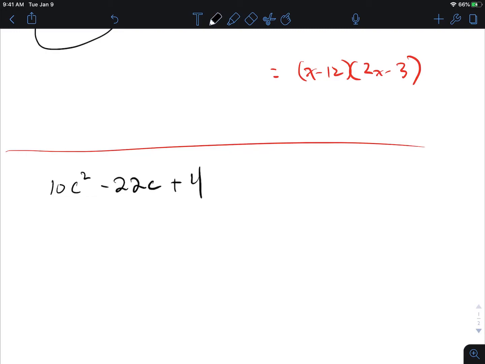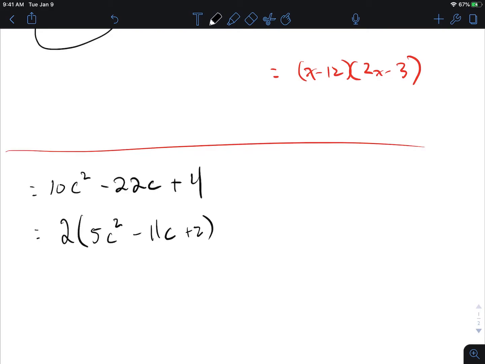So if I take the 2 out, I'm going to get left with 5c squared, because I divide by 2, and then 11c plus 2. Now I still see that I have to do the "man", because specifically it's still a complex trinomial since this isn't 1. So I'm still stuck doing this.